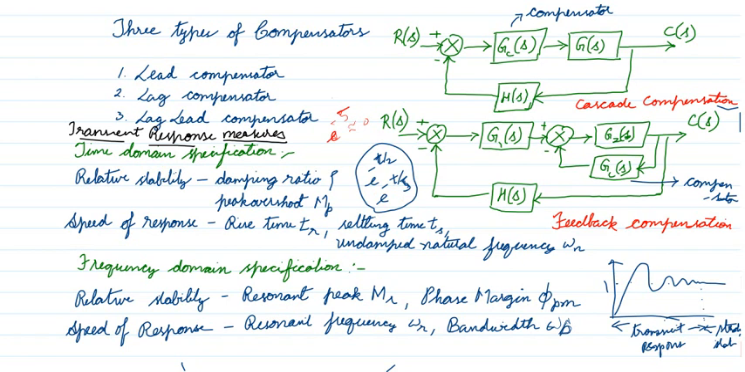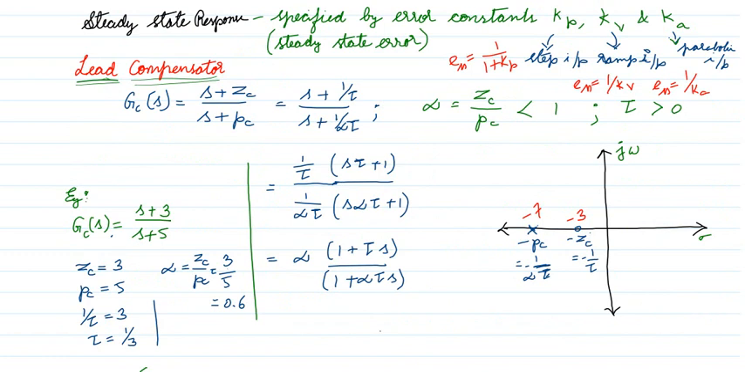Now we have seen the transient response measures, in time domain specifications and frequency domain specifications. Next, after transient response, we have to move to the steady state. Steady state response is measured in the form of steady state error, which is your ess. Steady state error is described by the constants Kp, Kv and Ka: positional error constant, velocity error constant, and acceleration error constant.